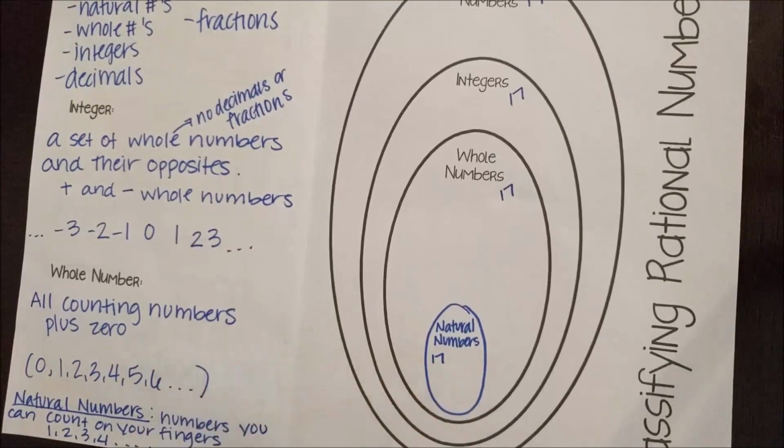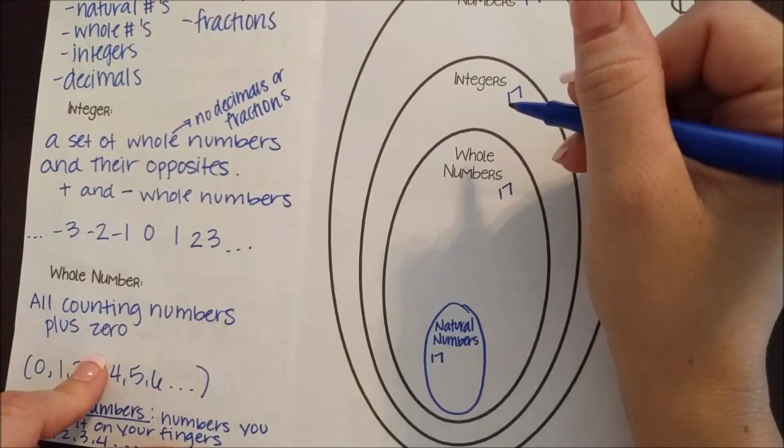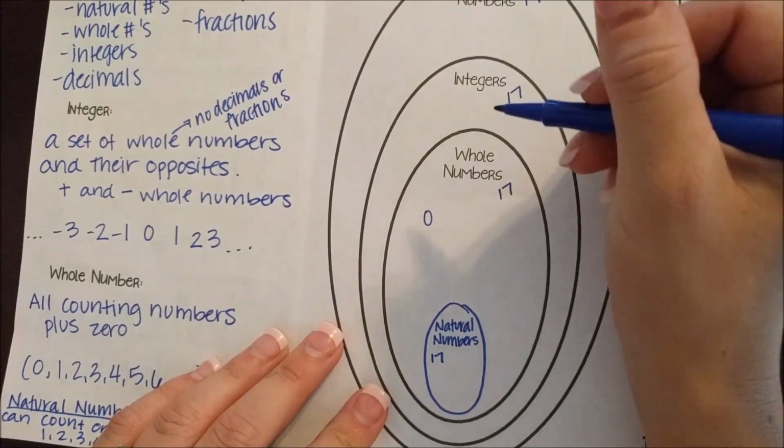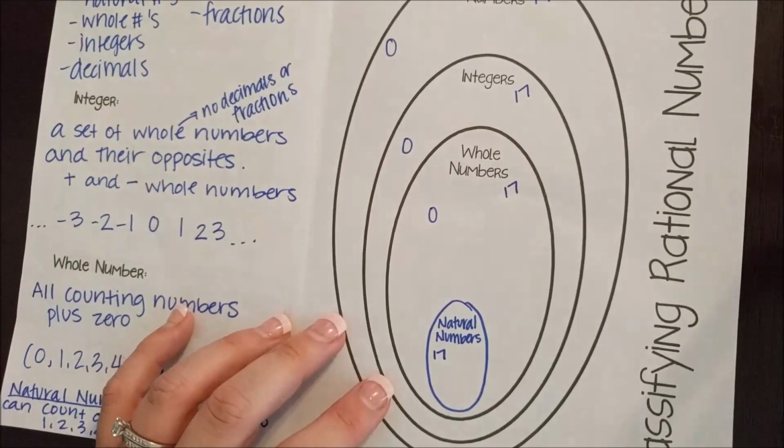Well, is 0 a natural number? Is it a number I can count on my hands? Nope. But 0 is a whole number, right? Because whole numbers are all the counting numbers plus 0. So 0 would be a whole number. It would also be an integer and a rational number.